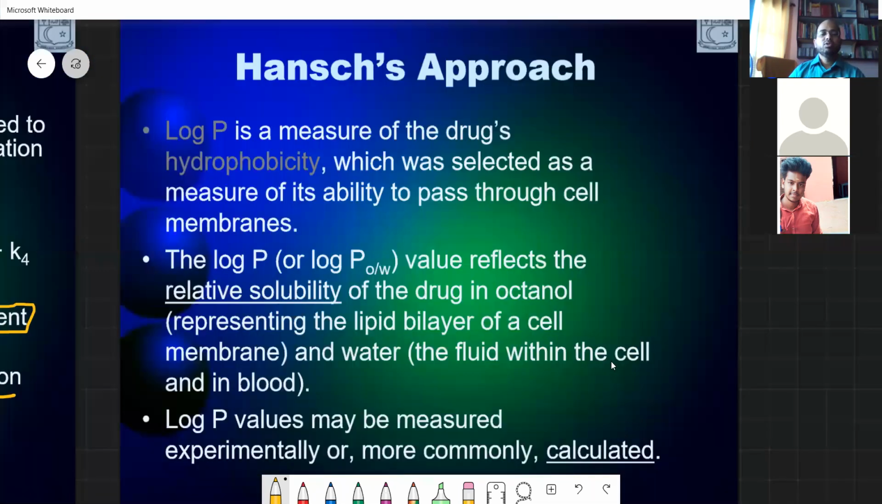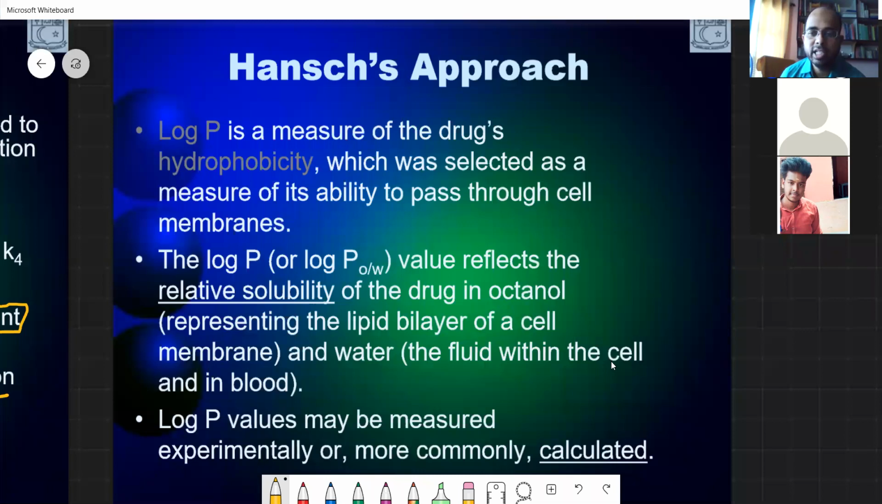In the Hansch approach for QSAR, an important aspect, if they ask you in a part B question what the Hansch approach is or what the rationale behind QSAR is: log P is a measure of the drug's hydrophobicity, hydrophobic meaning water-hating, which is selected as a measure of its ability to pass through the cell membranes. The log P, or log P octanol-water value, reflects the relative stability of the drug.